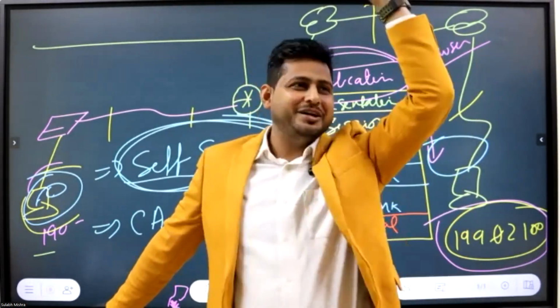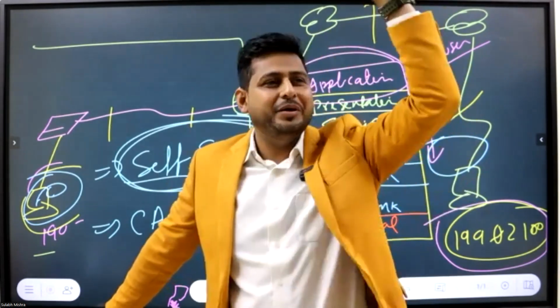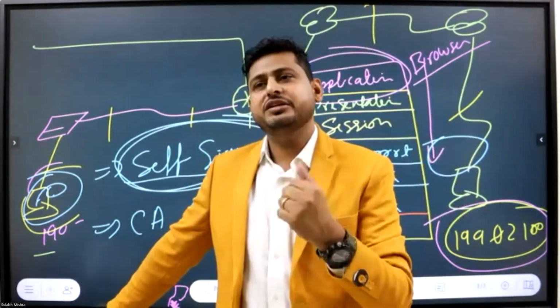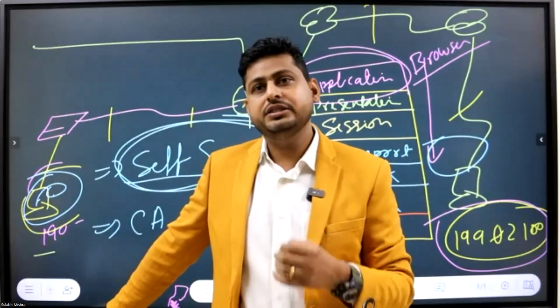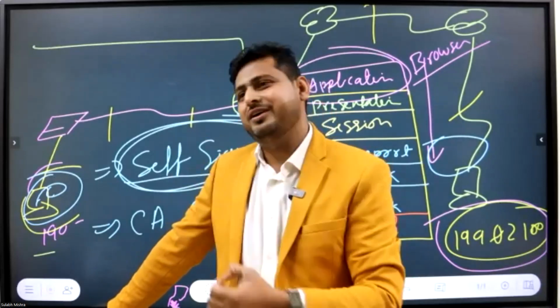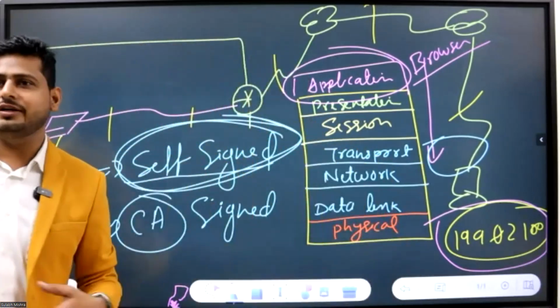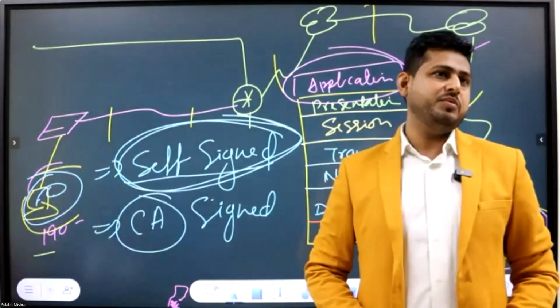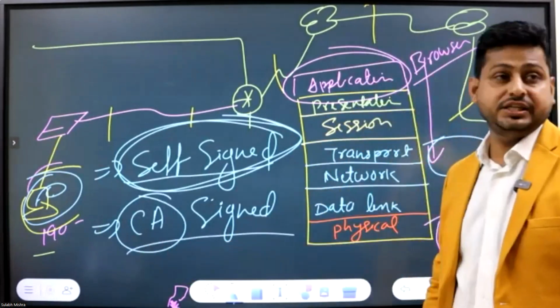We want a big person's name who can tell that this communication is secure. We want a certificate from big people, big companies who can tell that this communication is secure. There are companies we call a CA authority, certificate authority. CA sign means certificate authorities. There are authorized companies, which we call certificate authority companies, which are authorized to release the certificate.